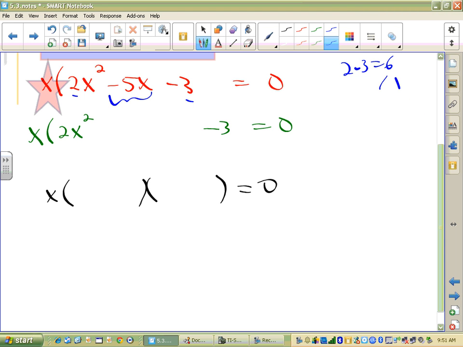Factors of 6 are 1 and 6, and 2 and 3. I'm going to go ahead and go with the 2 and the 3. 2x, 3x, make these both minus, and that's going to factor by grouping. Remember how factoring by grouping works.